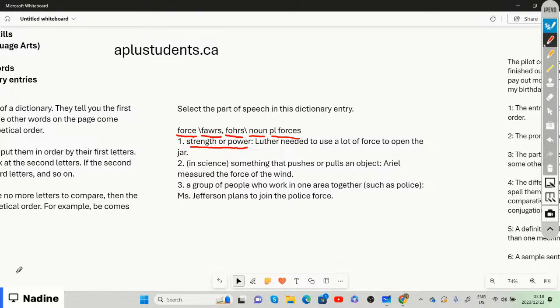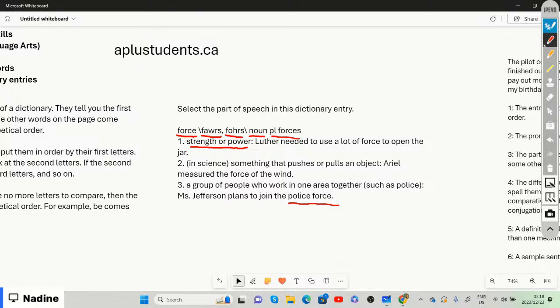So, a group of people also, so this is now another example, right? A group of people who work in one area together, such as the police. A group of people who work together within an area, right, such as the police, we call that the police force. For example, Miss Jefferson plans to join the police force. You see, so this is also where the word force comes in, and this is now, let's say, our specific word that you had to look up in the dictionary.